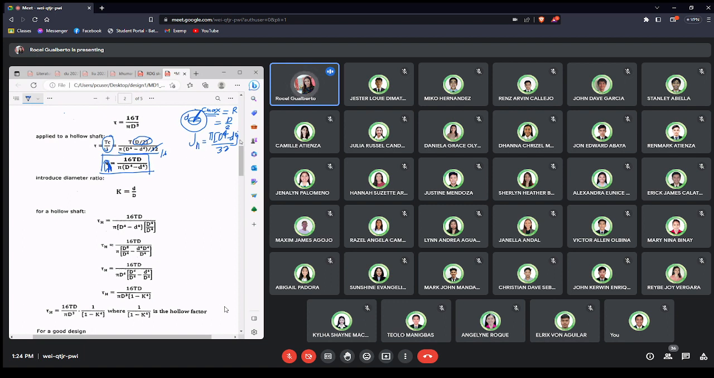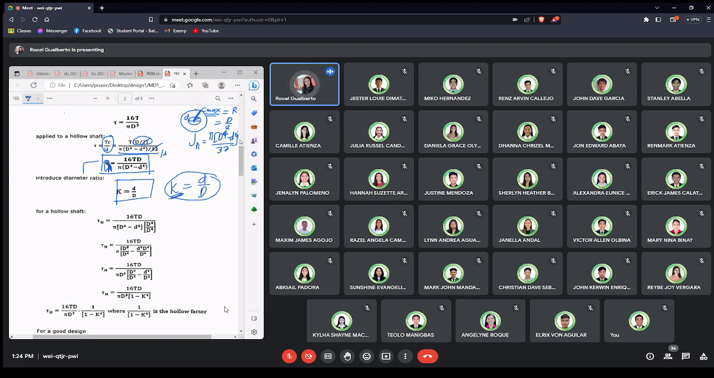Now, we will be introducing your diameter ratio. We have K equal to d over D. Again, the small letter d pertains to the inner diameter, and the big letter D is the outside diameter. Now, we will include this K and introduce it into the equation.